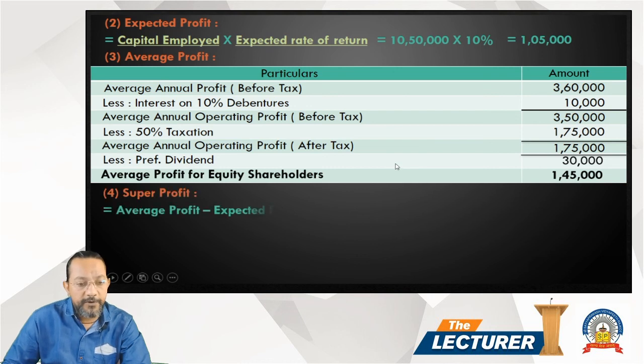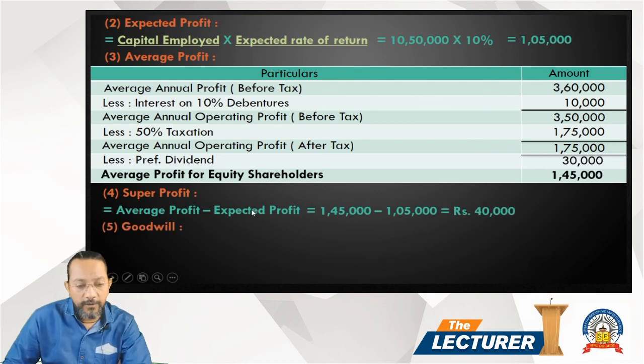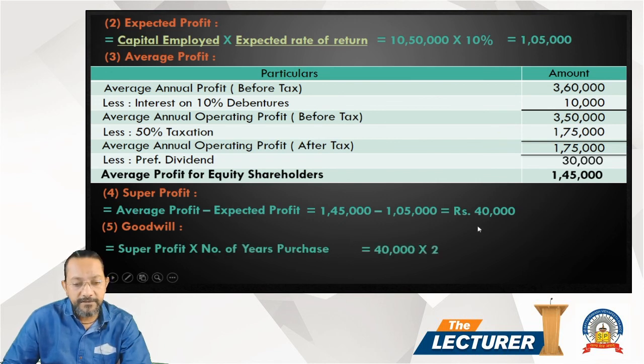Super profit. Super profit is average profit less expected profit. So the average profit calculated is 1,45,000 and the expected profit 1,05,000 was already calculated. So 1,45,000 minus 1,05,000 comes to 40,000. Fifth, value of goodwill is super profit multiplied by number of years' purchase. So we have a super profit of 40,000 multiplied by number of years' purchase 2. So it comes to 80,000, the value of goodwill.